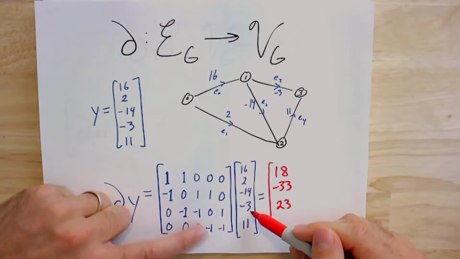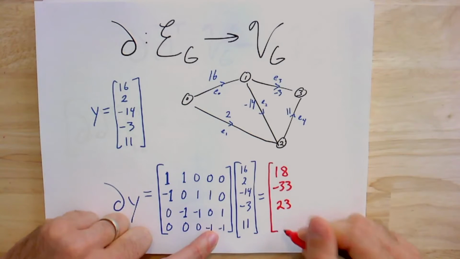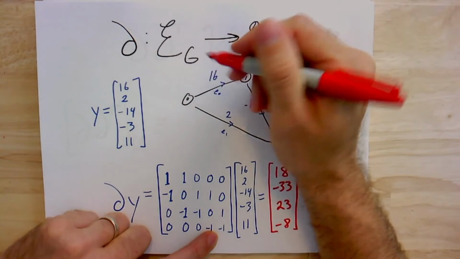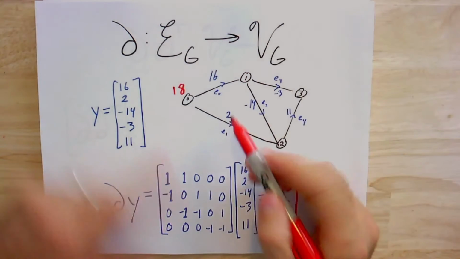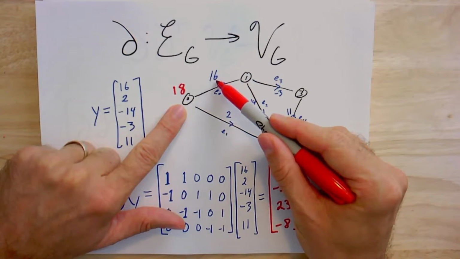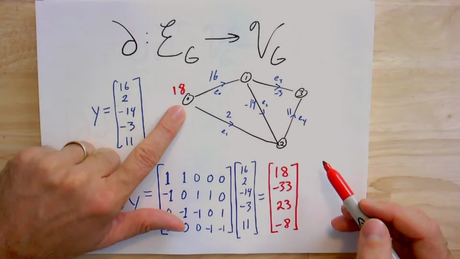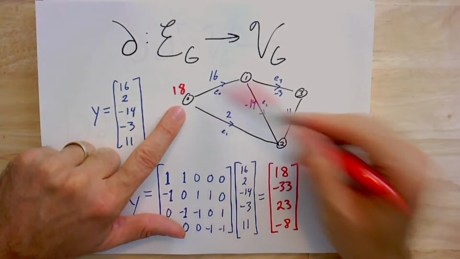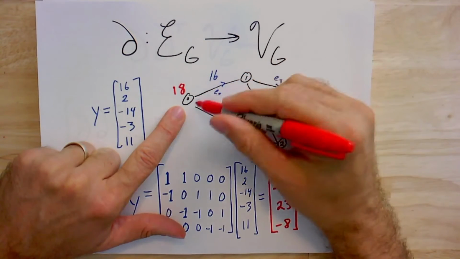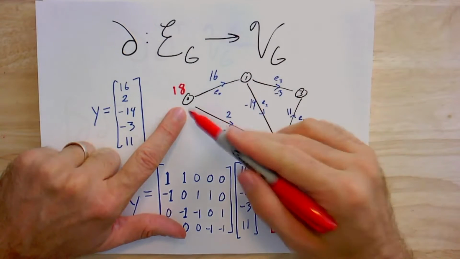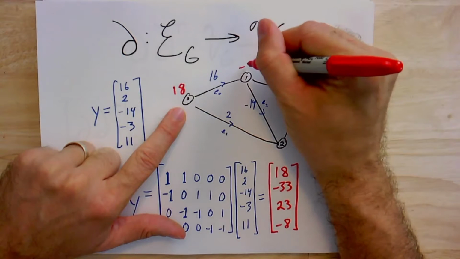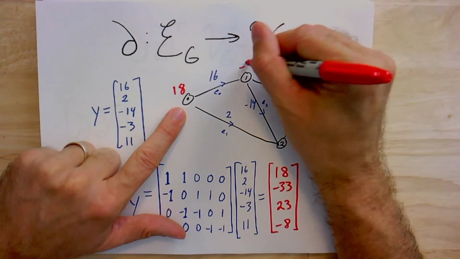And let's see, right to the end, 3 minus 11 is minus 8. Okay, if we check here, 18 is exactly the sum of all the values on the edges coming out of this vertex, and they're counted up by their orientation. So you can think about this as a flow, and this is the net amount of flow coming out of this vertex. Similarly, if I go to 1 here, this is minus 33.